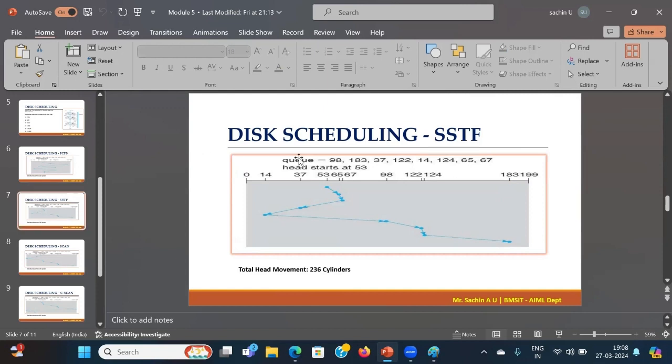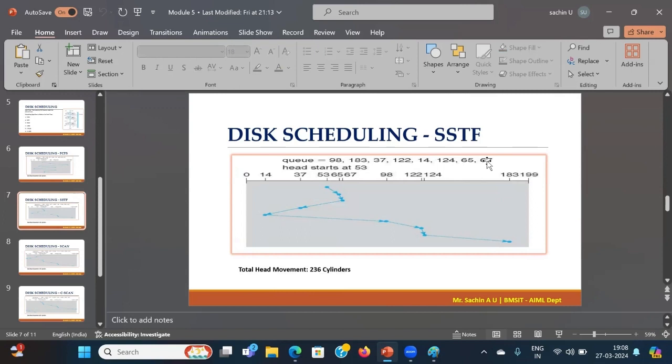Okay, let us take the same scenario. Here also the head starts at 53. Initially, your read write head is on which track? 53rd track. And which are the desired tracks you have to visit? It is 98, 183, 37, 122, 14, 124, 65, and 67.